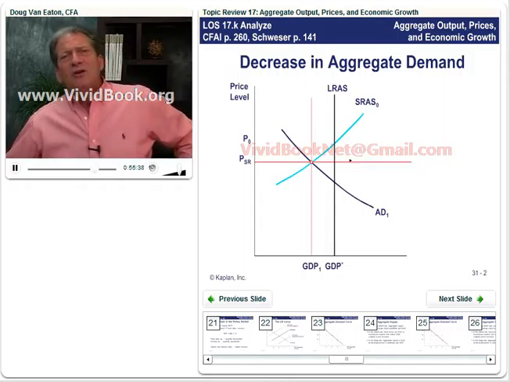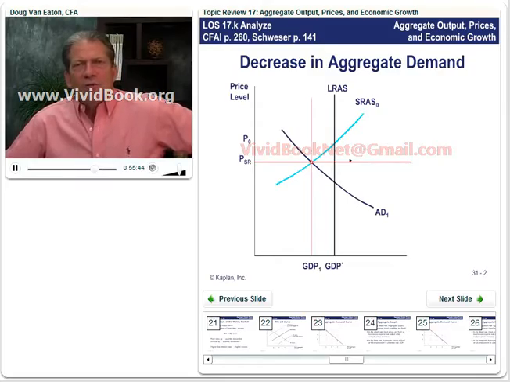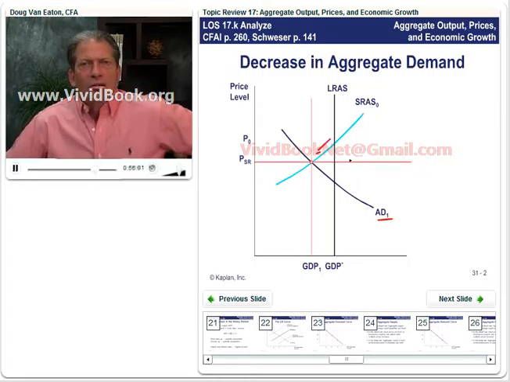What happens if aggregate demand decreases? Well, remember the story of the classical economists is whatever the reason for this decrease in aggregate demand, this puts downward pressure on prices. So initially our move here to here decreases the price level in the short run and decreases GDP in the short run.